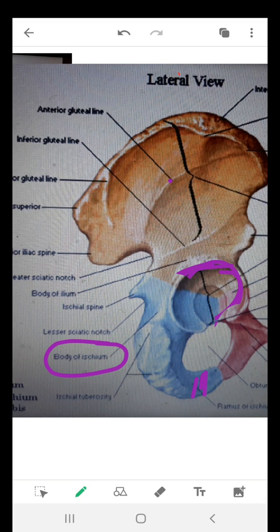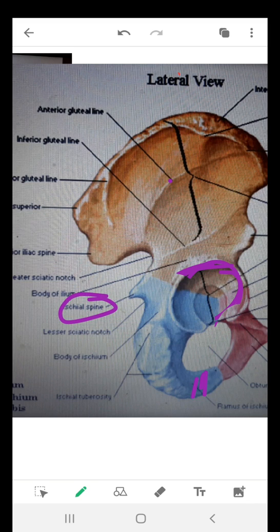It forms a body that helps. So we might not really call that the superior ramus. I'm just using the superior and inferior hand as a means to explain better to you. So that's that. Now the ischium has another very important thing: it has the ischial spine.